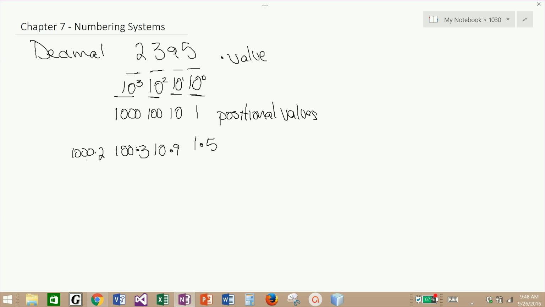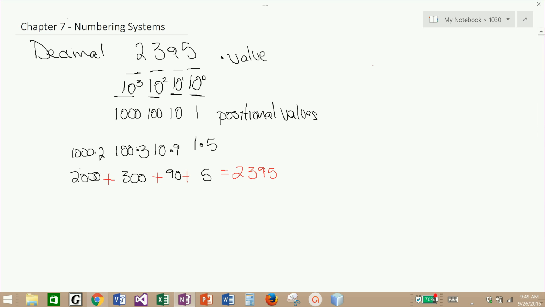So let's see. 1000 times 2 is 2000. And then this is 300. This would be 90. This would be 5 if I multiply each one of those out. And then I'm going to add those products together. And ultimately what I should get is 2,395. But you're saying to yourself, you already knew that, right? We're just trying to refresh our memories on numbering systems, basic numbering systems. So we're going to start with decimal because that is our primary language.